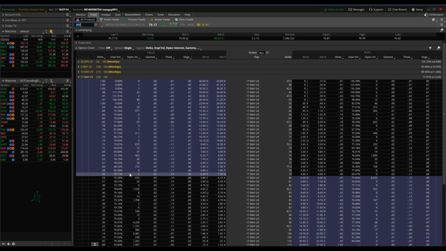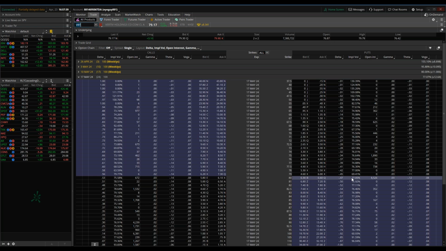So let's look at the 50 delta. Where's my delta here? It's right here. It's trading right at 80. So we want about an 80 delta or an 80 strike. So what we're going to do is we're going to sell, but we're going to be bullish on it.